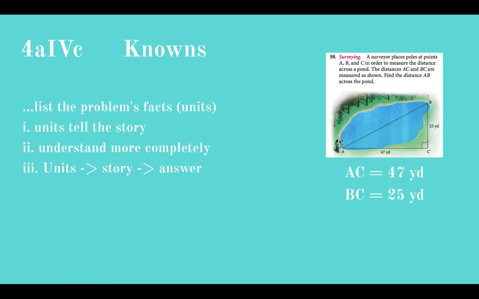And what I mean by knowns and unknowns, the knowns, you just list the problem's facts, like the things that you know. So in this particular problem, 59, surveying with a lake, the two pieces of information are the length AC is 47 yards and the length BC is 25 yards. Make sure you include units. The units help tell the story and help you understand more completely the word problem. If you understand the units, then you understand the story, and you're more likely to get the answer correct.